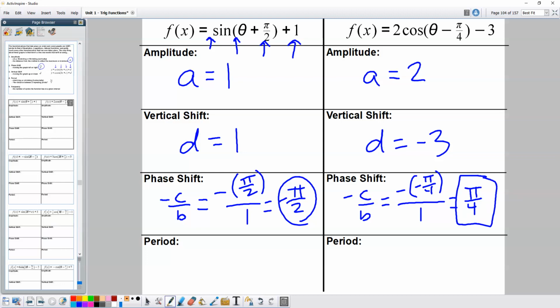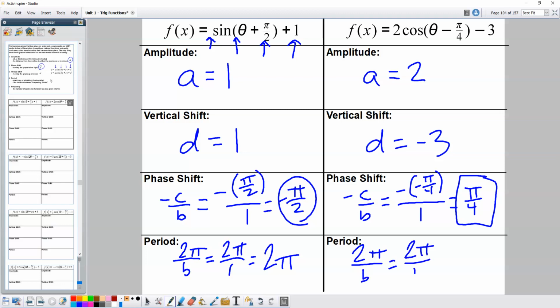Period is 2 pi over B, so this would be 2 pi over 1 in this case, just 2 pi. So we haven't horizontally stretched or shrunk it. This would be 2 pi over B again. So this one in this case is the same thing, 2 pi over 1, which is 2 pi.